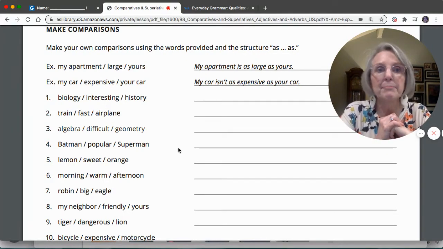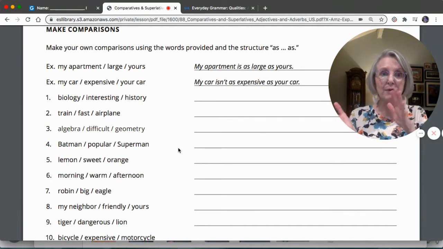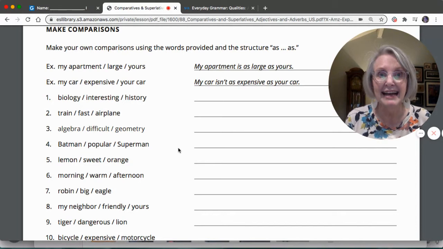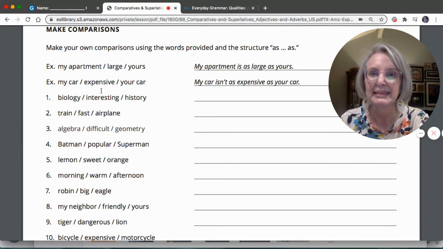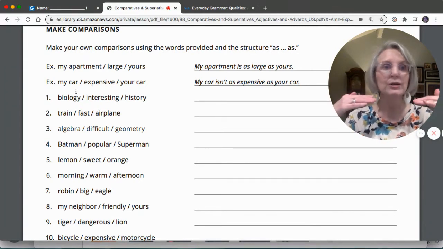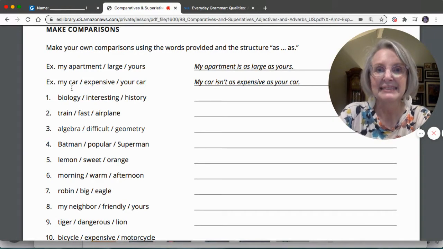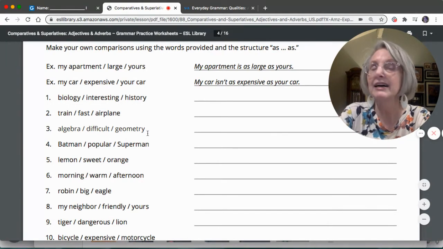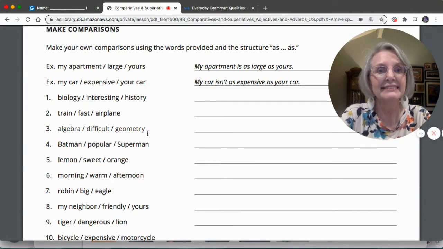You could have said, my apartment isn't as large as yours. That would be fine. It would just mean that my apartment is smaller. It's not as large as yours. So on these, you can make the decision yourself on whether it's equal or not, okay? So this one they gave you my car and the word expensive and your car. So the person here wrote, my car isn't as expensive as your car.